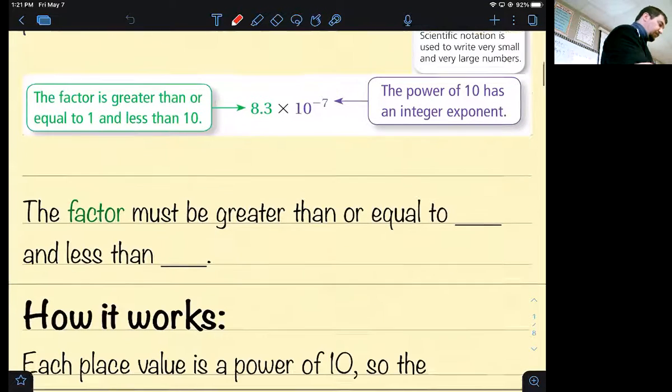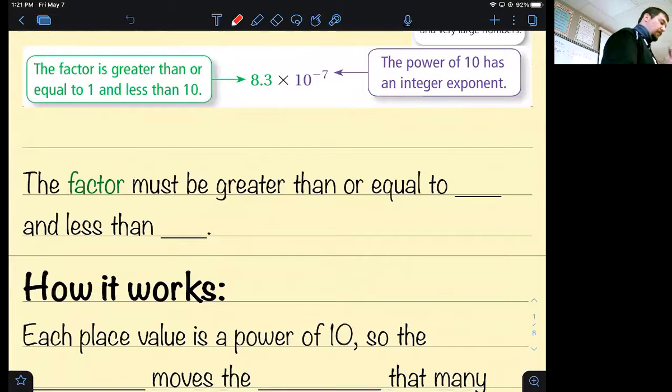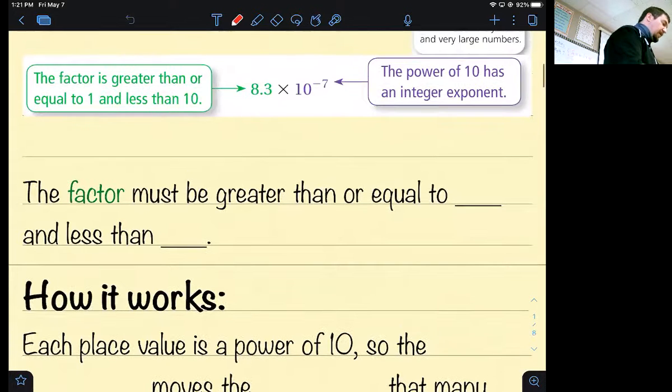Okay. Wait, this is the, oh, never mind. That makes sense. So the factor, I meant like 8 to the power of 3 was to the power of 10. I'm like, what? No. It's being multiplied by 10 to the power of -7, actually.